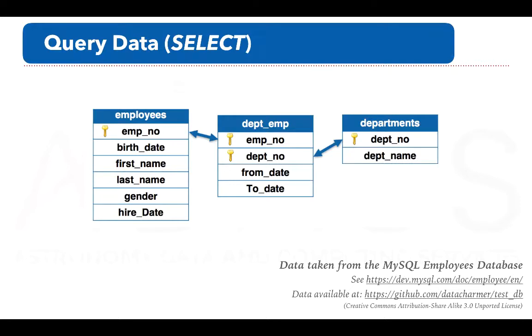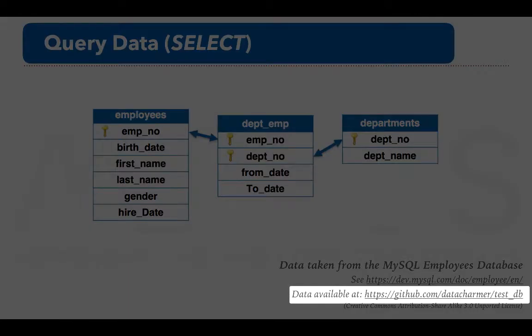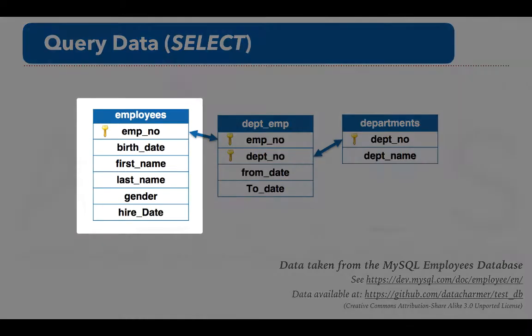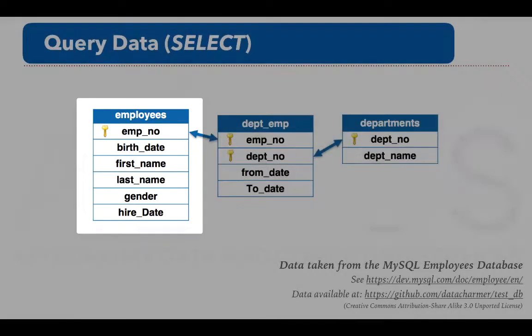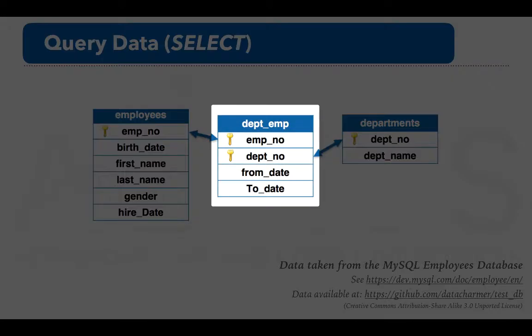For the following examples, we will be using the toy database from MySQL. This database represents employees as part of a company. More information about the schema can be found on the MySQL website, and the data can be downloaded from GitHub. The database comprises 6 tables, from which 3 are shown here. On the left, we have the main employees table. On the right, we have the departments table. And finally, in the middle, the table department employees, or dept.emp, is used to define to which department an employee is linked.